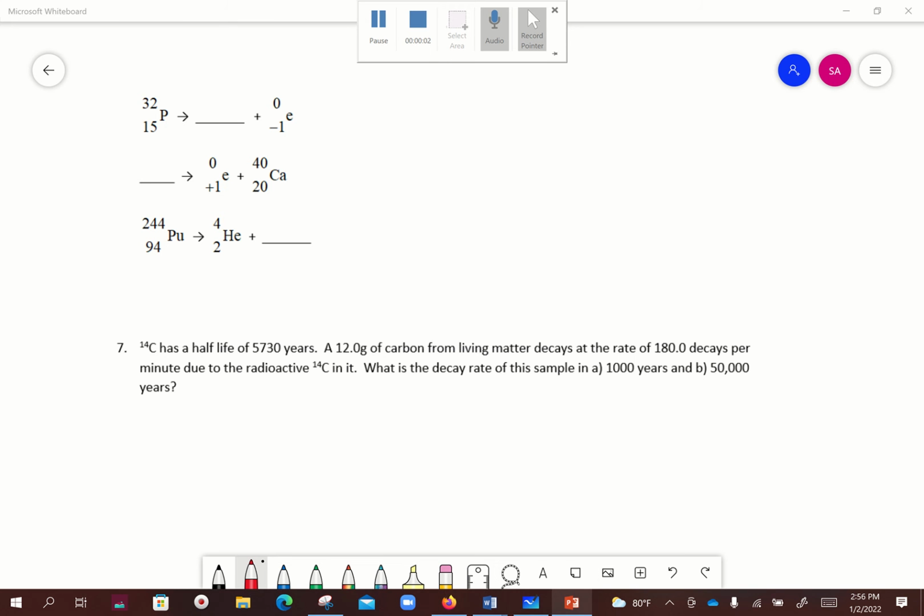Okay, we have a few more. So this is question 6 continued. We have a few more reactions to finish off. So I've got 32, 15, P, and again I have to balance it out.